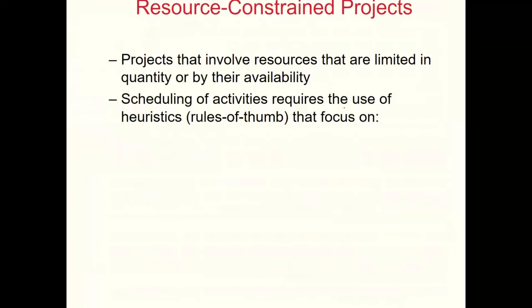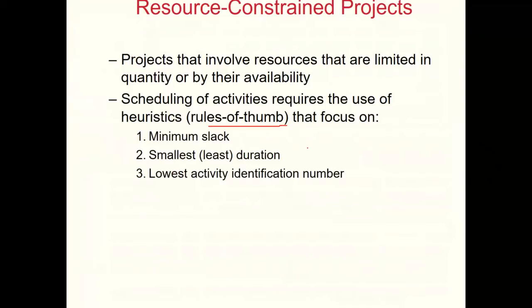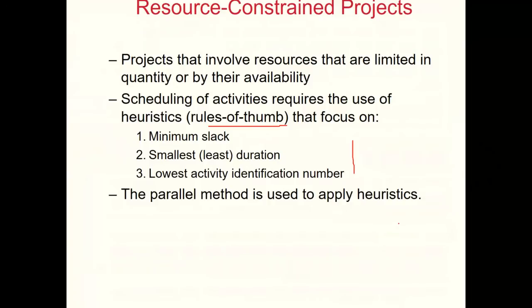In resource constrained projects, the scheduling of activities requires the use of heuristics or rules of thumb that focus on minimum slack, smallest least duration, or lowest activity identification number. So if you have resource conflicts in your project and you have to decide which activity has to be prioritized, the algorithms various project management software tools use are: number 1, they prioritize activities with minimum slack. Secondly, the smallest or least duration, and thirdly, the lowest activity identification number.